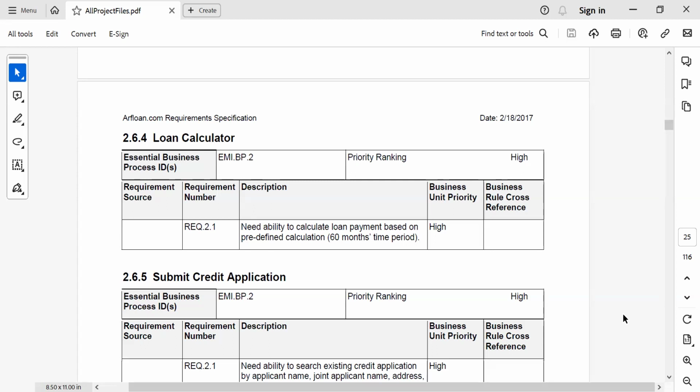Needs ability to calculate loan payment fees. Predefined calculations. 3C means correct, consistent, and complete. And the last piece would be T, which means testable. Can I test it? Do I have complete information, a complete requirement? Only then can you test it.